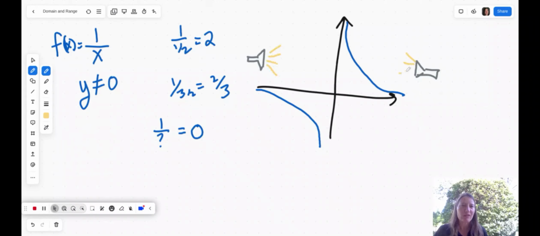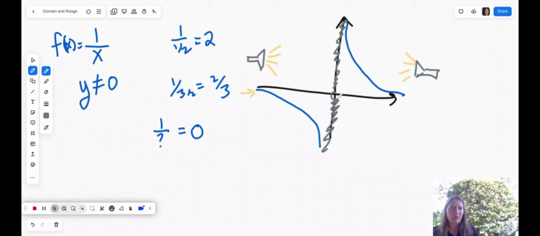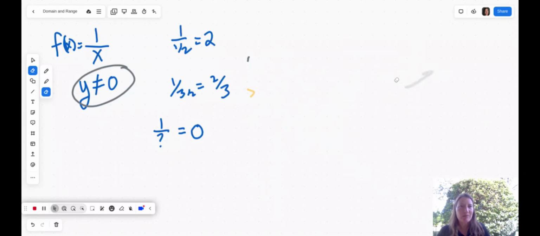So in domain land, it was like, what kind of shadow do I get on the x-axis? But here, if I've shown this flashlight, I'm going to actually shine it from this direction, and I imagine what gets covered up on the y-axis. I can see I'm going to get shadow all the way here, I'm going to get shadow all the way here, but I will not get a shadow right on the x-axis, and therefore y cannot equal 0 as an output.